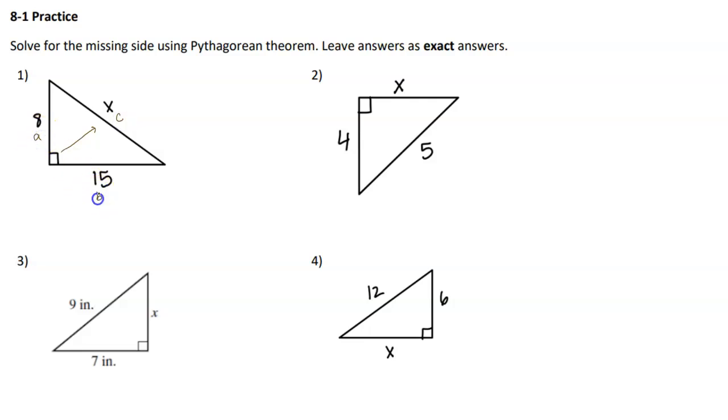So I have A, B. So I'm going to do 8 squared plus 15 squared is equal to C squared. So I have 64 plus 225 is equal to C squared. So 64 plus 225 is 289. And I might not know if that's a perfect square root, but I could try on my calculator to do a square root of 289. And I actually do get a nice number. So C is equal to 17, because 289 is 17 times 17.